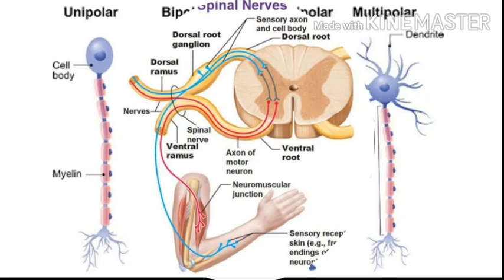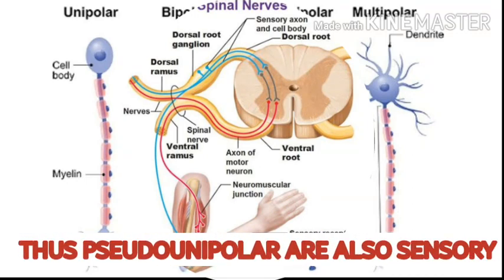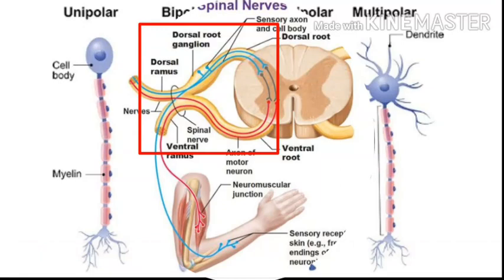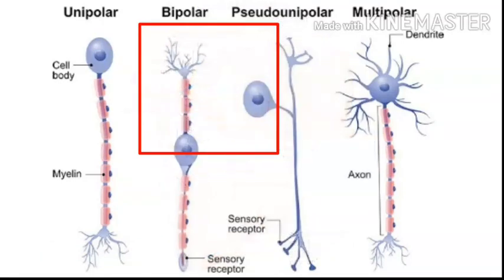Dorsal root ganglion of spinal cord is also known as the spinal ganglion or the posterior root ganglion. It is the cluster of neurons in a dorsal root of a spinal nerve. The cell bodies of sensory neurons, known as first order neurons, are located in the dorsal root ganglia, as you can see in this picture. This part is called the dorsal root ganglion of spinal cord. Now I hope it is clear to you.